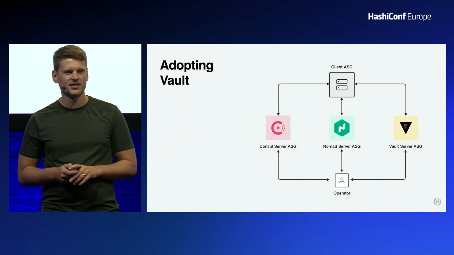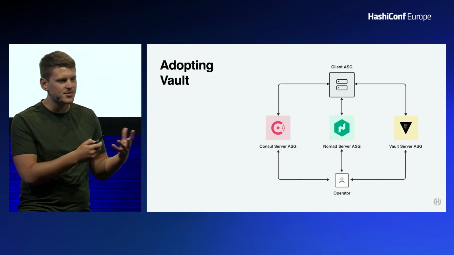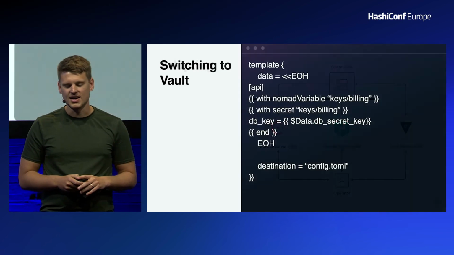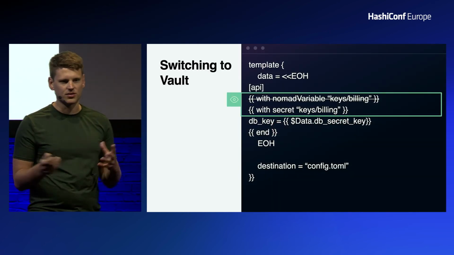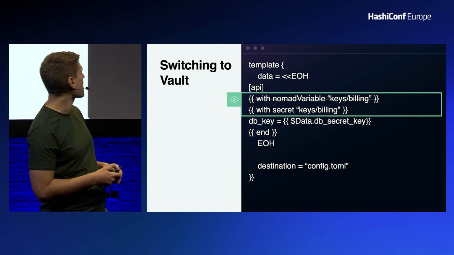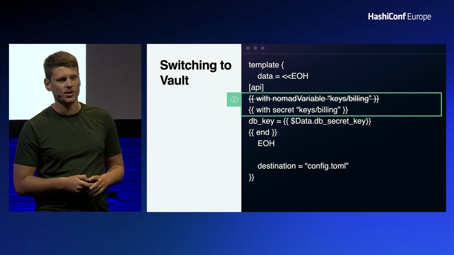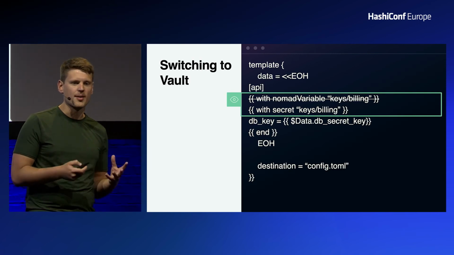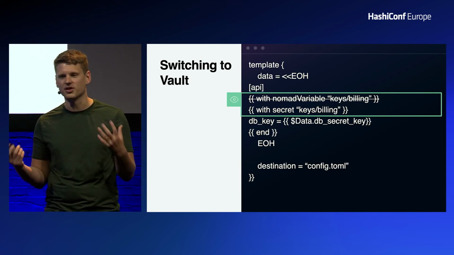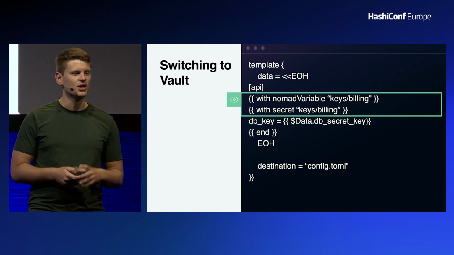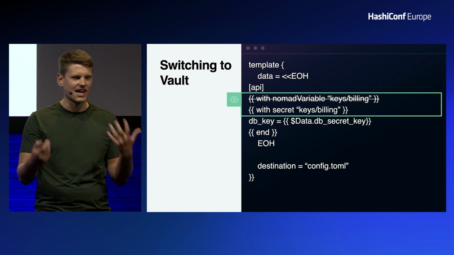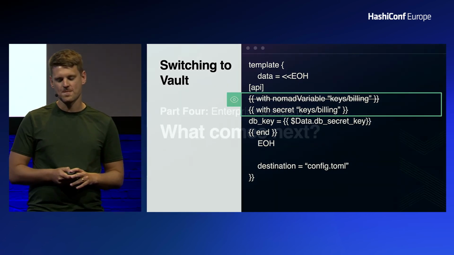Similar story, right? We spin up Vault. We optionally put a Vault agent on the client. And then when we're writing our files or grabbing these secrets, we swap that out. So instead of using the Nomad variable keyword, we use the secret keyword to grab a secret from Vault. And again, you don't have to rewrite the world to get onto Vault now. You're just using Nomad. And when it's time to graduate, you can do that.